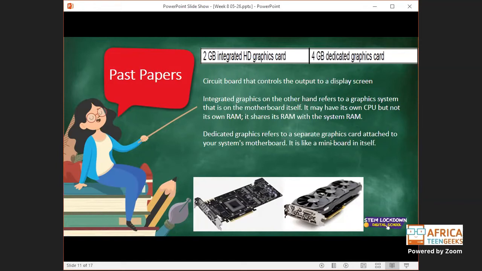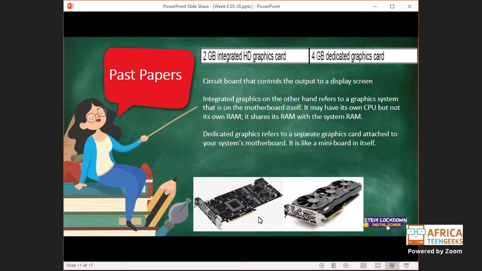So integrated 2 gigabyte means it's sharing its space. So it's sharing that 2 gigabyte with something else. Okay, with the 4 gigabyte dedicated graphics card, it doesn't share its gigabytes. So all 4 gigabyte is fully focused on showing your graphics. Where on the left side, that small one at the bottom, the integrated one, that's sharing with other components of the computer. So it's a circuit board that controls the output to display a screen.